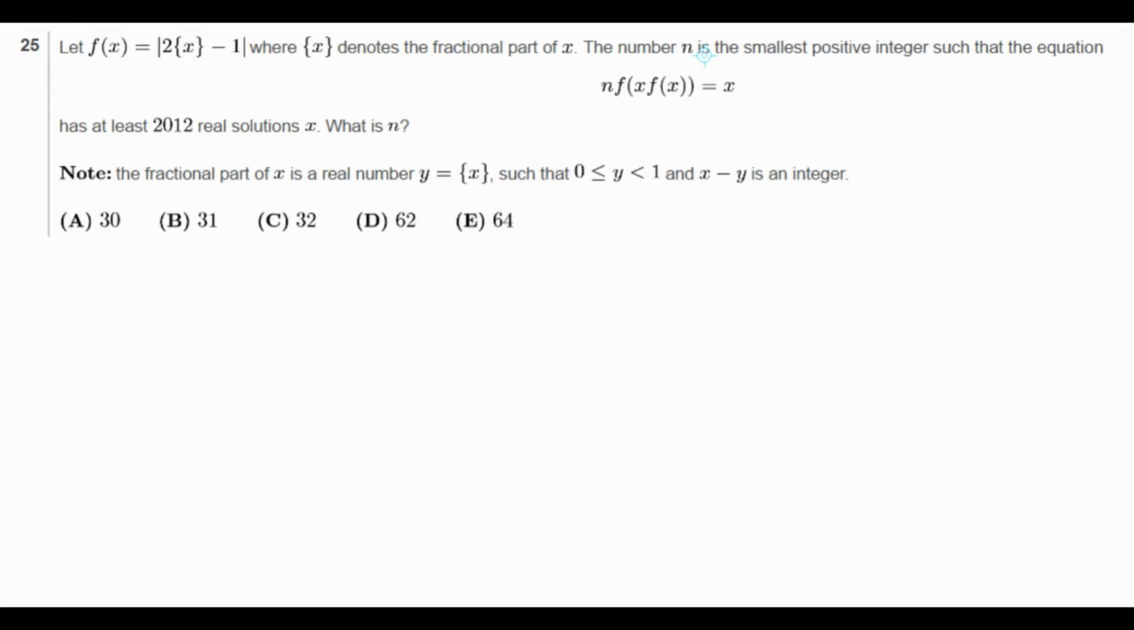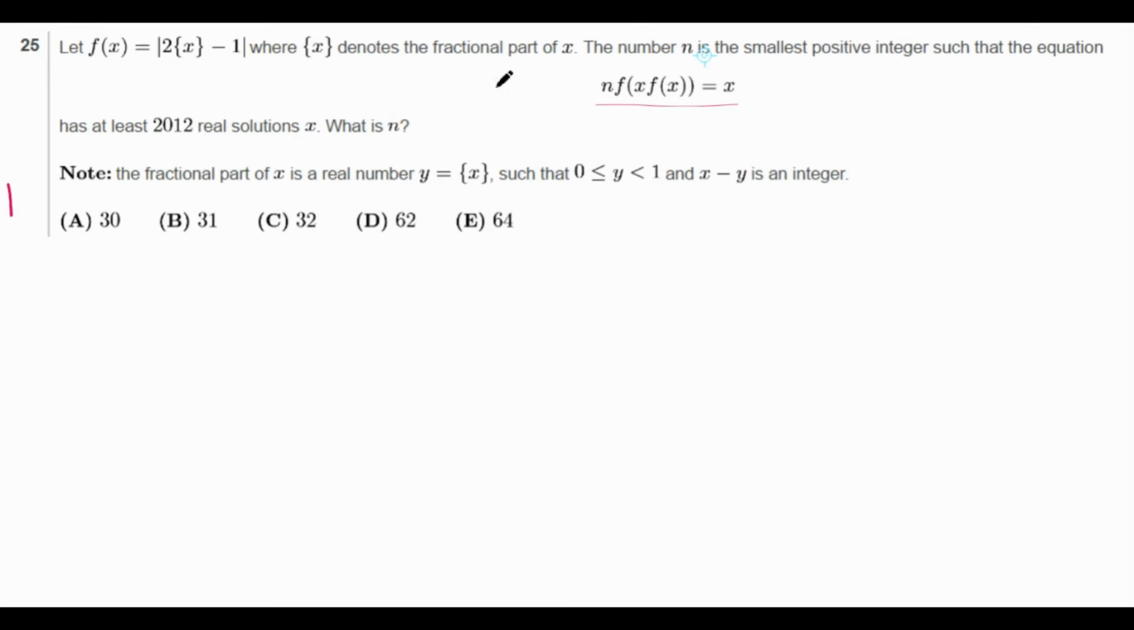So let's first read the problem. Let f(x) equal the absolute value of 2 times the fractional part of x, minus 1. And we have a number n, the smallest positive integer such that the equation n times f(x f(x)) = x has at least 2012 real solutions. What is n? So this problem, at first, looks pretty much impossible to do.